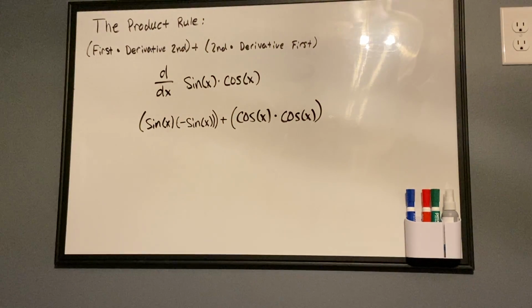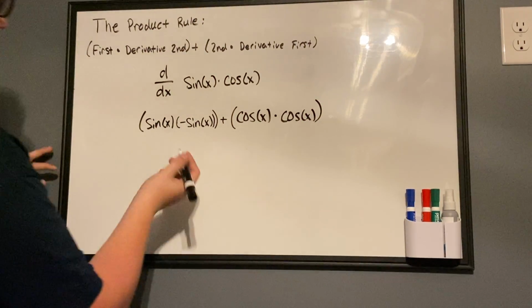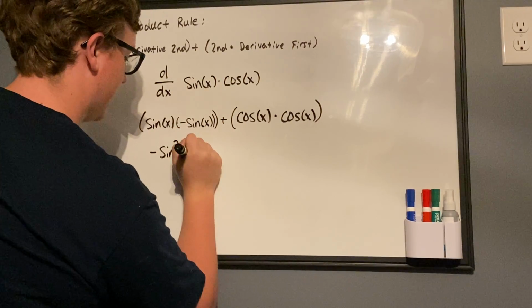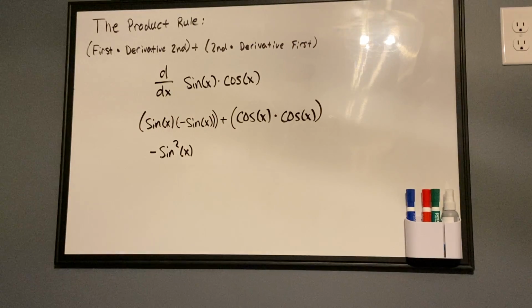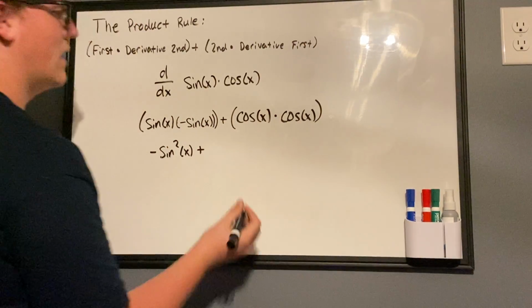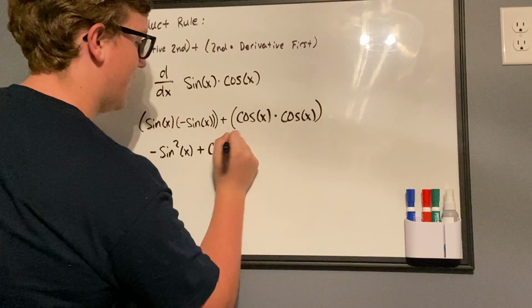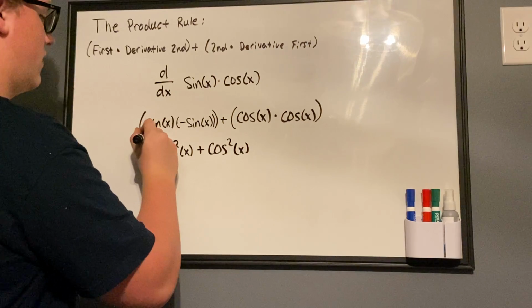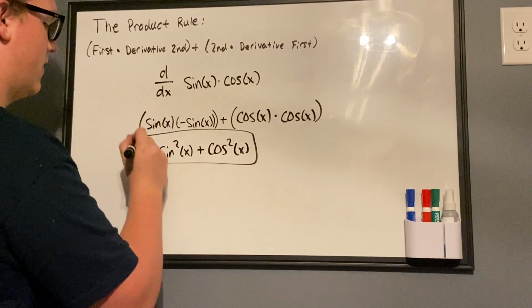So now we can go ahead and simplify these together. So we have a negative sine squared of x, because we have a sine x times a negative sine x, so it's negative sine squared. Plus, we have a cosine times a cosine, that's going to be cosine squared of x. And that's going to be our derivative right here.